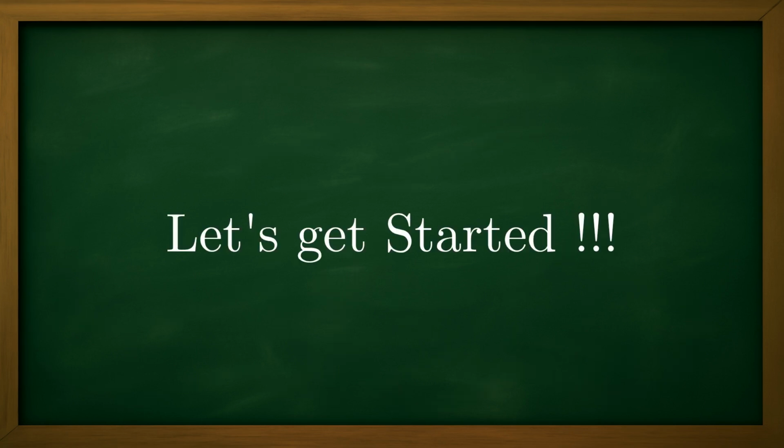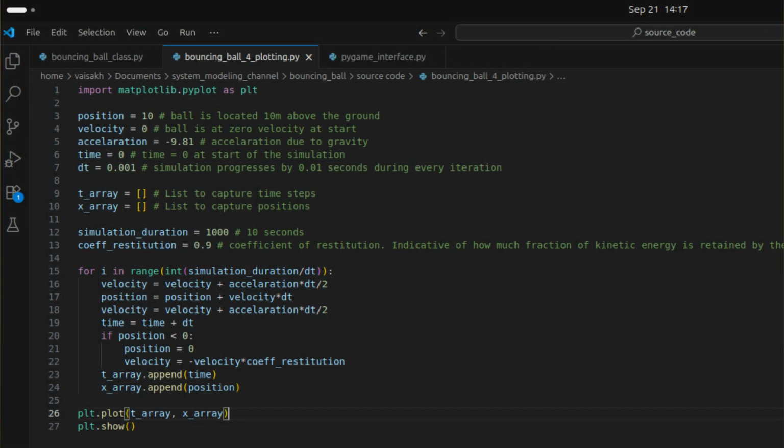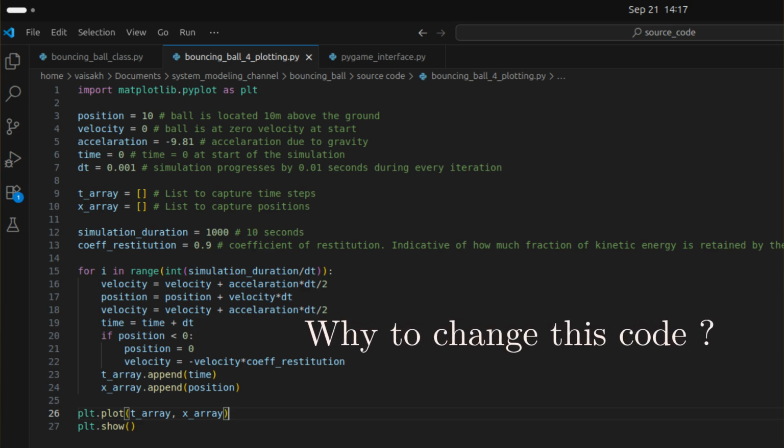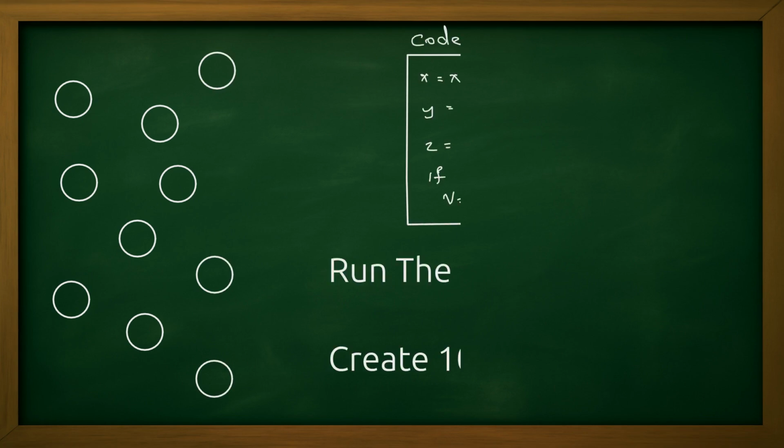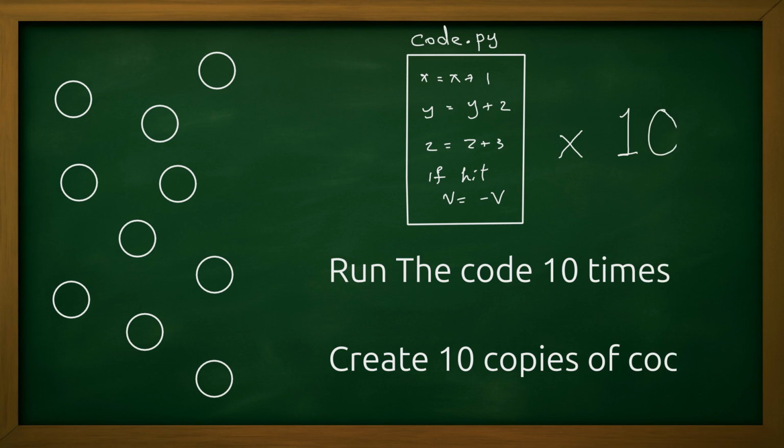So let's get started. This is the final version of the code we wrote last time. It works fine, gives good results, and it is very easy to read also. So why do we need to change it? Imagine a condition where you want to simulate 10 balls with different parameters. Our current script requires running it 10 different times or making 10 copies of it, which is not ideal.